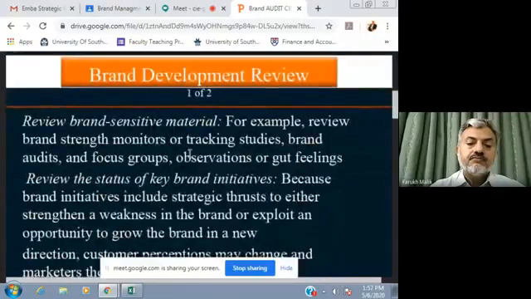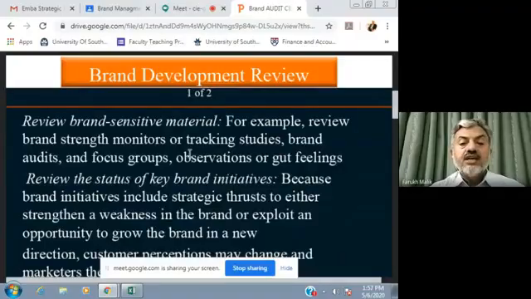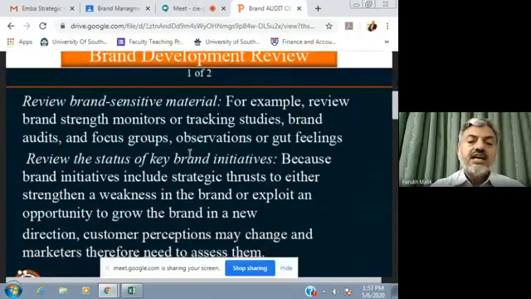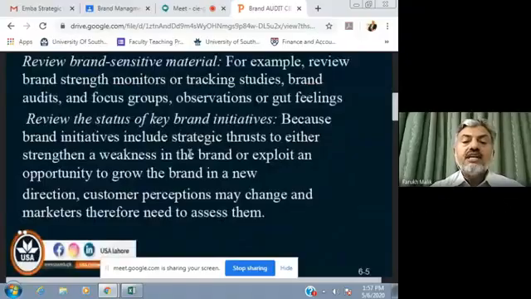Brand development review. Review brand sensitive material. For example, you have to review the brand strengths, monitors or tracking studies, brand audits, and focus groups, observations, and gut feelings. Review the status of the key brand initiatives, because brand initiatives include strategic thrusts to either strengthen or weaken a brand, to exploit an opportunity to grow the brand in a new direction. Customer perceptions may change, and marketers therefore need to assess them.